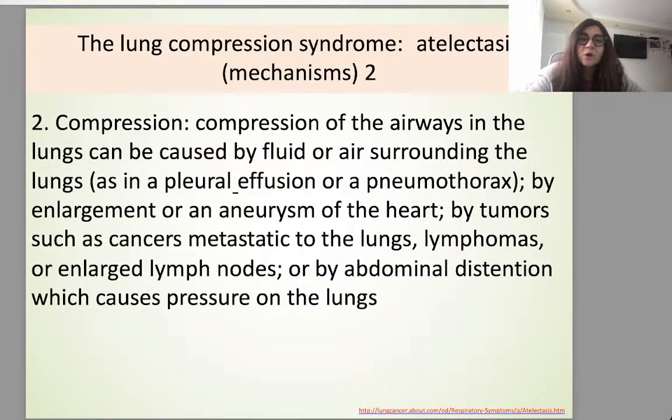The second mechanism is compression. Compression of the airways in the lungs can be caused by fluid or air surrounding the lungs, as in pleural effusion or pneumothorax, by enlargement or an aneurysm of the heart, by tumors such as cancer metastatic to the lungs, lymphomas, and enlarged lymph nodes, or by abdominal distension which causes pressure on the lungs.